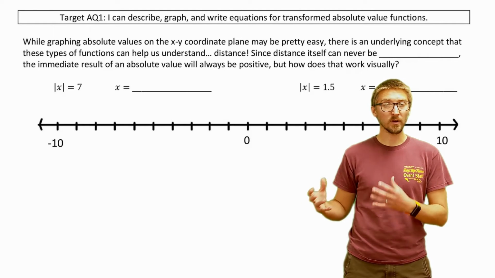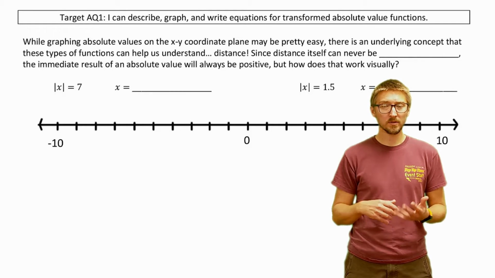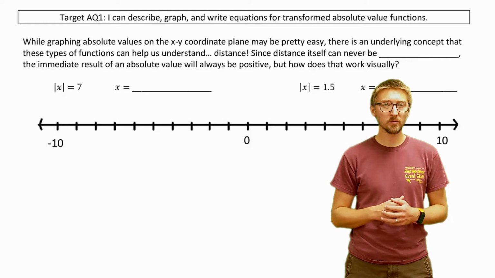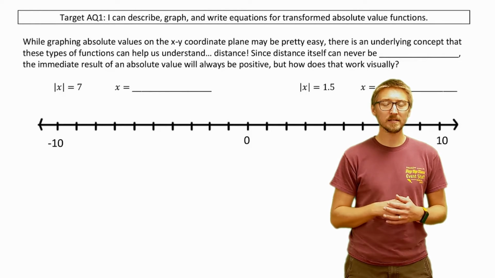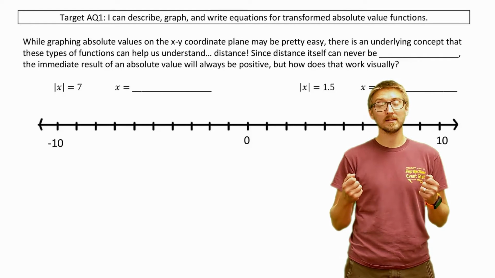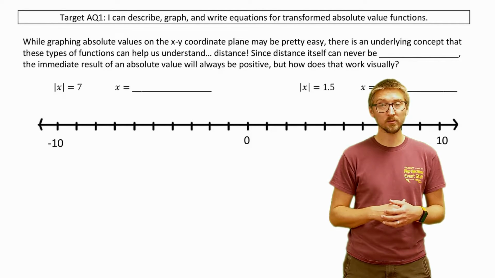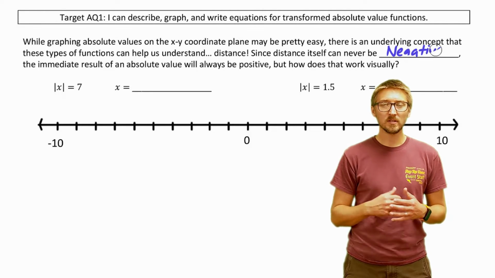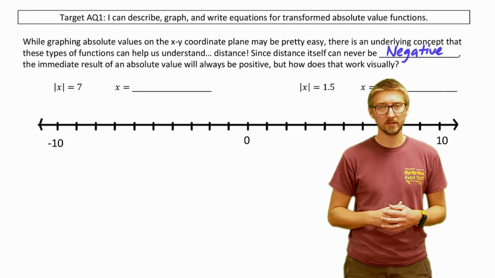So as we learned, graphing absolute values on an XY coordinate plane is not that hard. But there's this underlying idea that's going to be really important in our next chapter. And that idea deals with distance. Absolute values inherently talk about distance from zero. And distance itself can never be negative. So the immediate output of an absolute value will always be positive. But how does that work maybe visually?